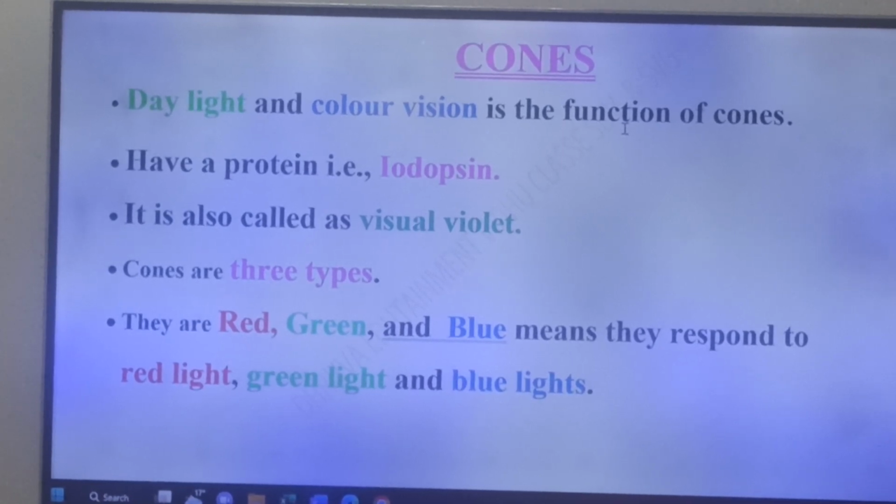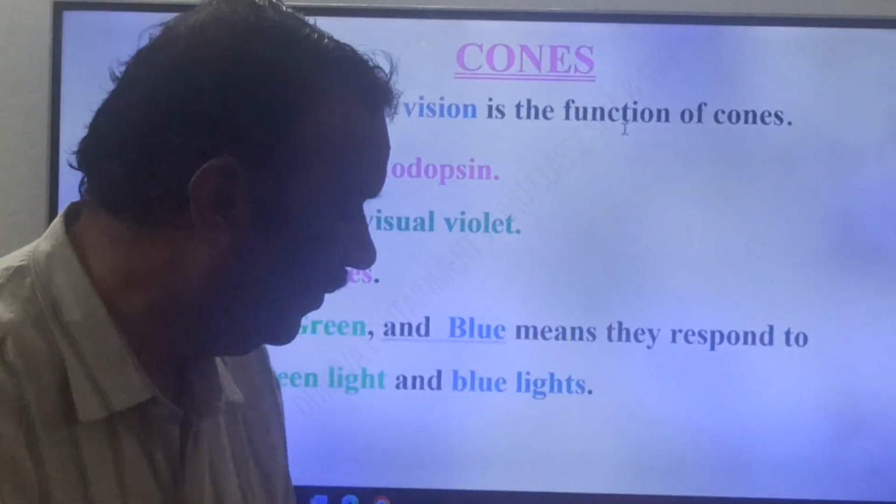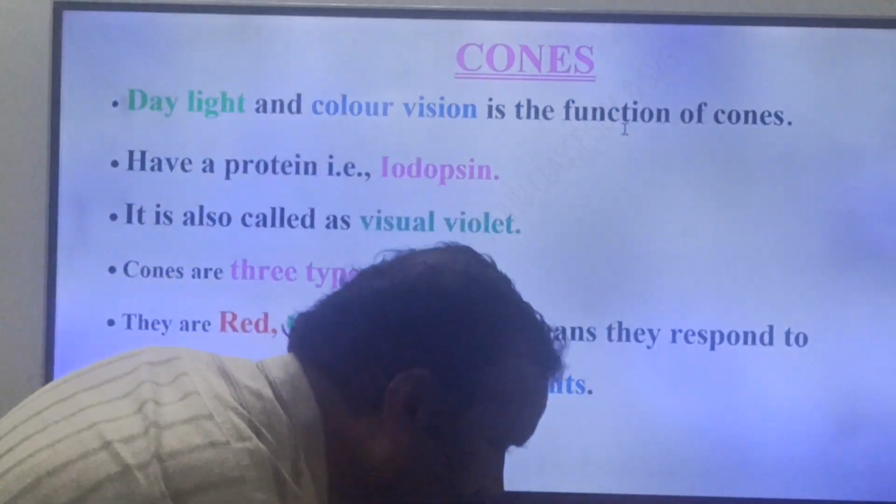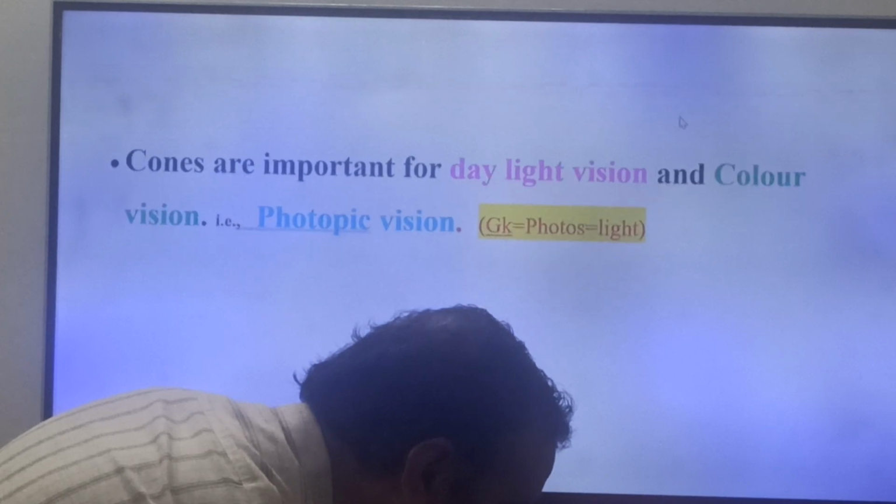See friends, how many types of cones are there? Three types of cones are there. What are they? Red cones, blue cones and green cones. Red cones for what? They respond for red light. Green cones respond for green light. Blue cones respond for blue light, friends.